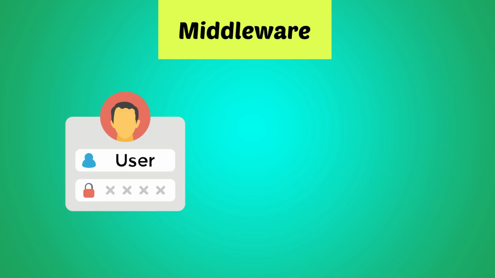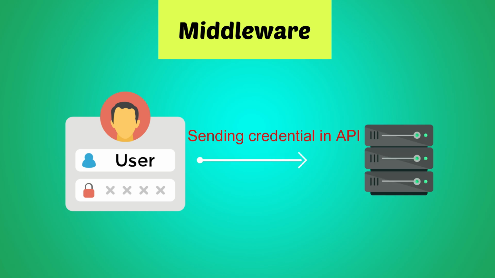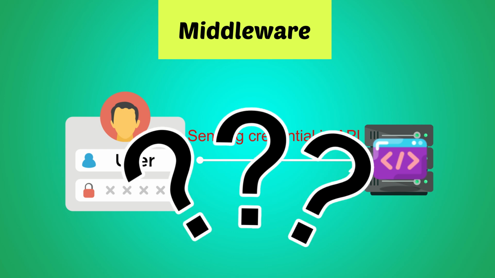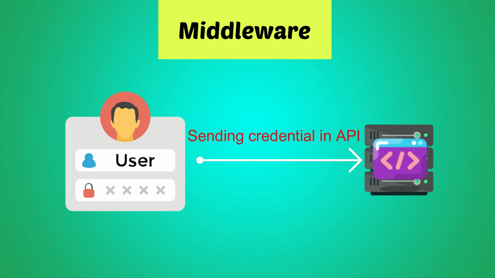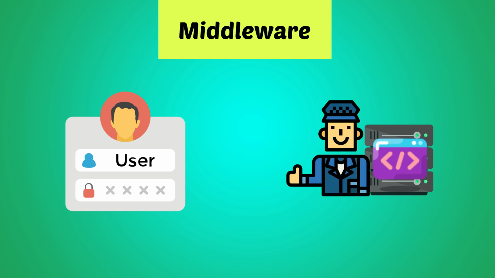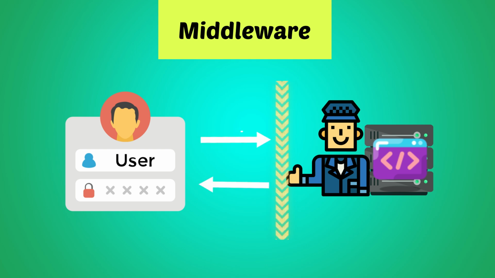What is a middleware? Every time you log into a website, something checks your credentials, but that logic is not inside your main business code. So where is it? That is where middleware comes in. Middleware is a layer that sits between the request and response in your application.